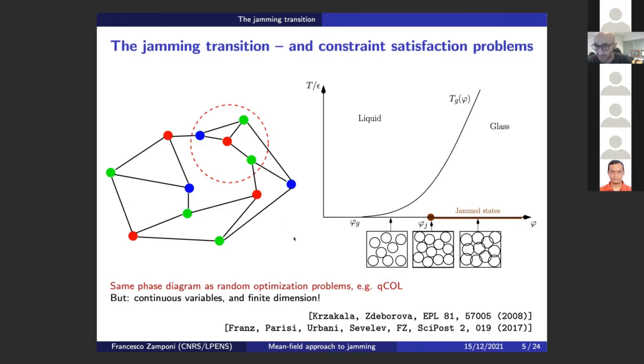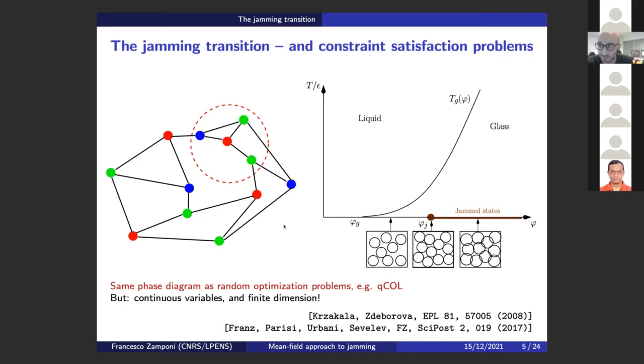Before I move to this part, I wanted to make an analogy with a more general class of problems that are called constraint satisfaction problems. An example of this problem here is graph coloring. So you are given a graph, you are given a set of colors. Here is blue, red, green, and you have to assign one color to each node in such a way that there is no link that connects two nodes with the same color. So you don't want to have red and red here. This is a very standard problem in computer science, and it's a problem where you have constraints that you want to satisfy. So you have degrees of freedom.